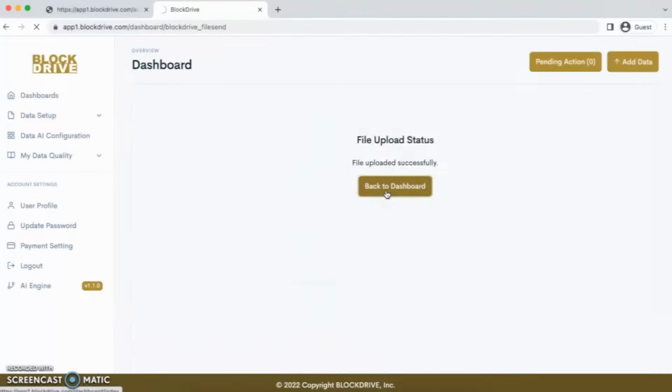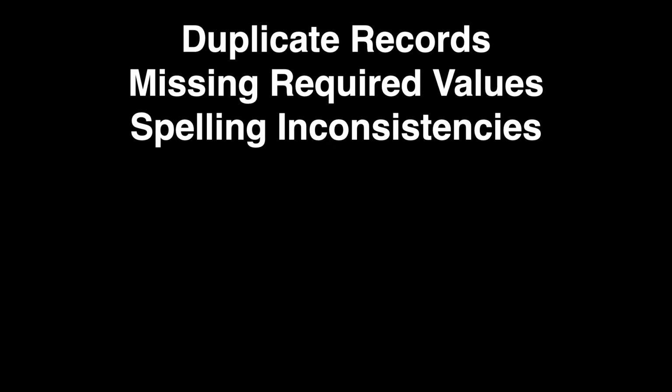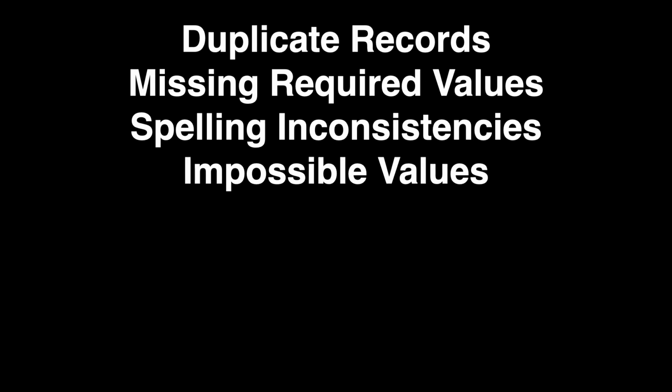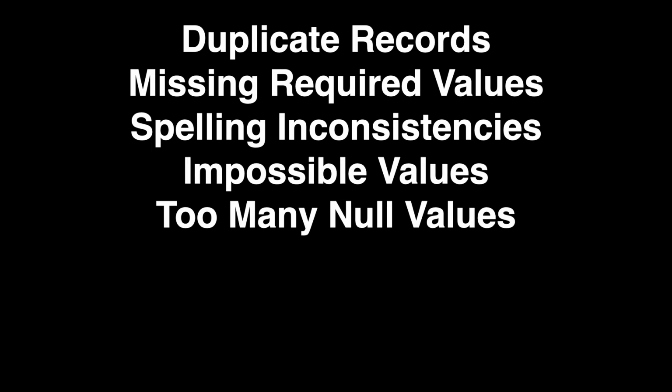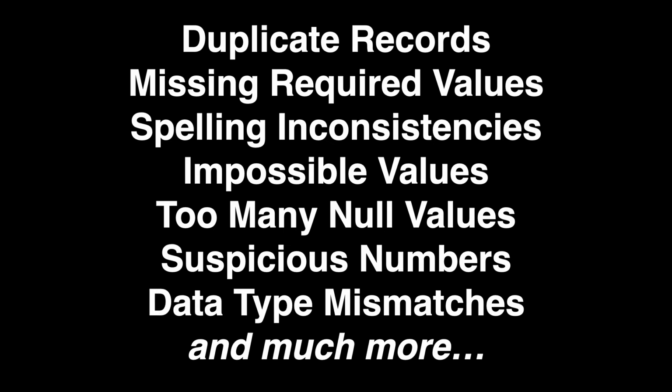Using advanced AI technology, BlockDrive can quickly find duplicate records, missing required values, spelling inconsistencies, impossible values, too many null values, suspicious numbers, data type mismatches, and much more.